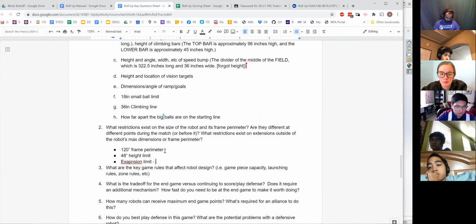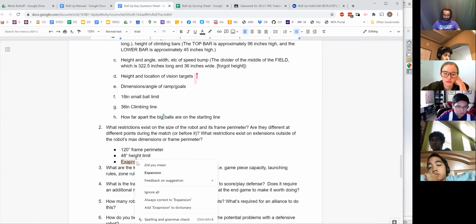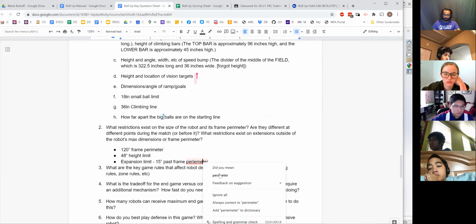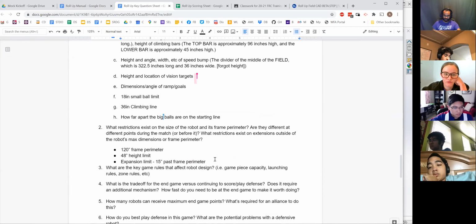Limit 15 inches past frame perimeter. So that means if we extend an intake, or an arm, or even potentially a launcher in this game, anything we extend past our initial frame perimeter can't go more than 15 inches past. Bumpers are roughly 3-ish inches, a little bit smaller than 3 normally. So you have about a foot past your bumpers that you're allowed to extend. And that's in all directions too.